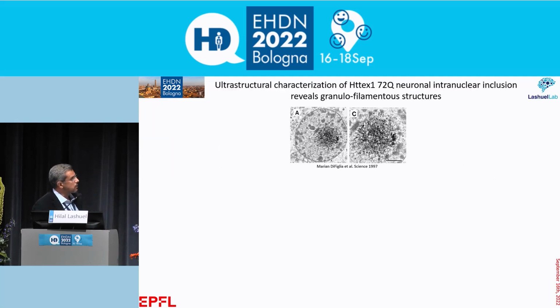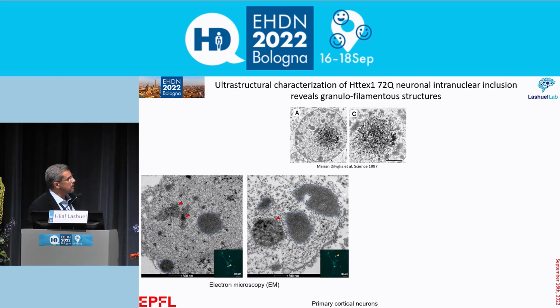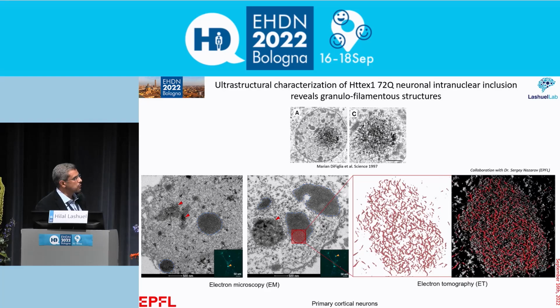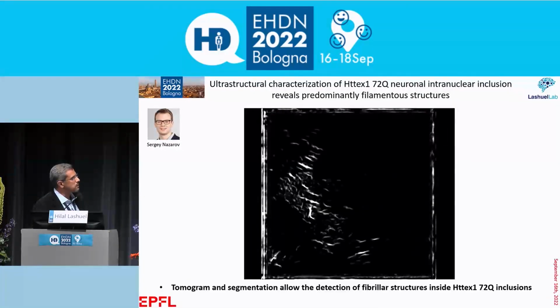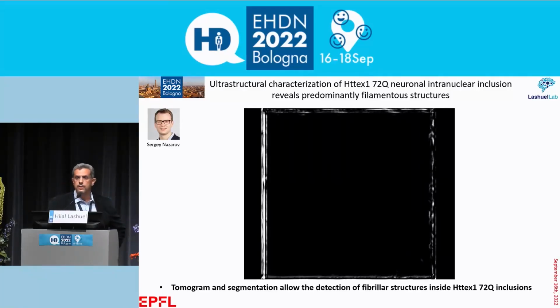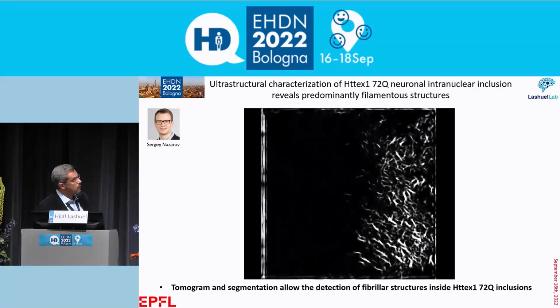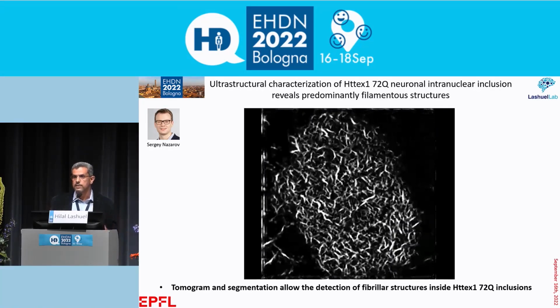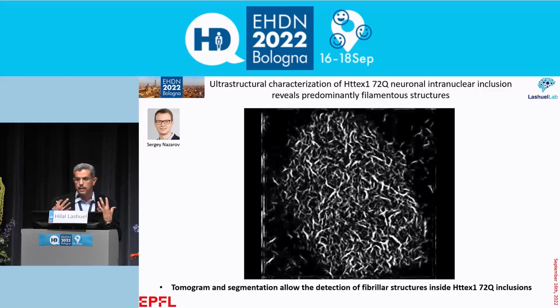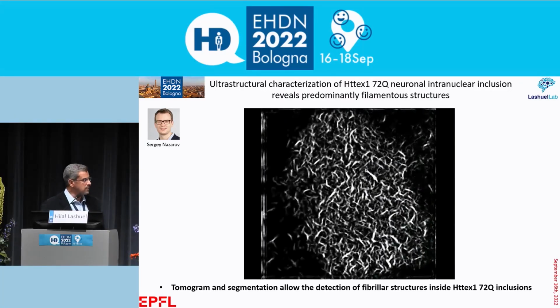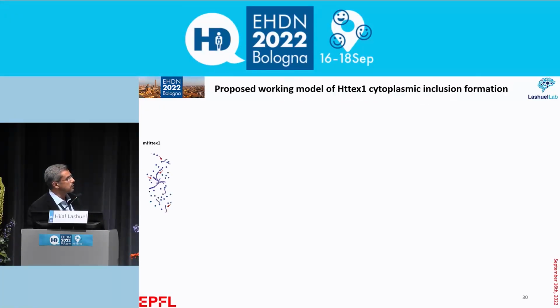So we did similar correlative light electron microscopy studies, and what you could see is we see very similar granular structures to what's seen in the brain. It was very difficult to decipher by using simple electron microscopy, so we switched to electron tomography, and nothing better than a movie to show this. This is what these Huntington fibrils looked like in the nucleus of neurons. You can see that they're composed primarily of fibrils, similar to what we see in HEK cells, and they don't have that complexity of the cytoplasmic inclusion structures.